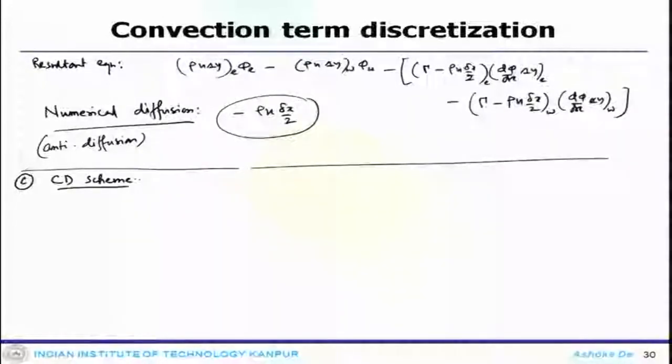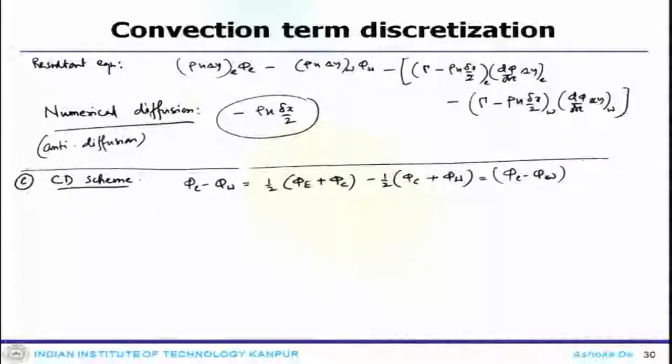So what one can introduce in the calculation, let us say we have phi e minus phi w, which is nothing but half of phi e plus phi c minus half of phi c plus phi w, which is phi e minus phi w plus the truncation error. So this is the exact term, this is what is interpolated.